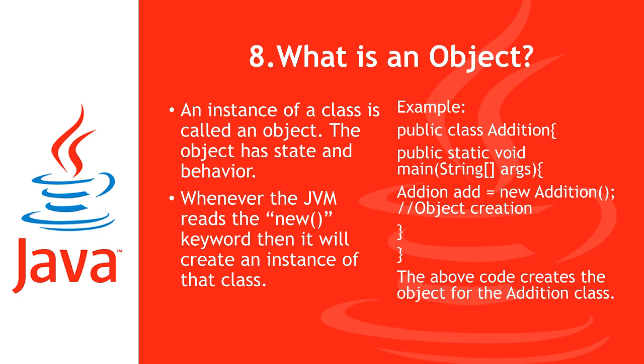What is an object? An instance of a class is called an object. The object has state and behavior. Whenever the JVM reads the new keyword, it will create an instance of that class. Example: public class Addition, public static void main(String args), Addition add equals new Addition is the object creation. The above code creates the object for the Addition class.